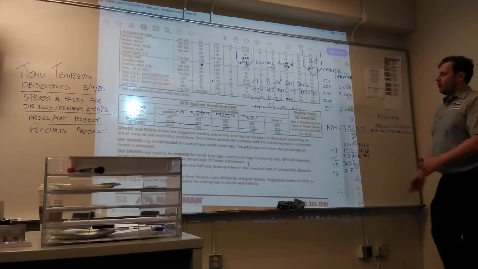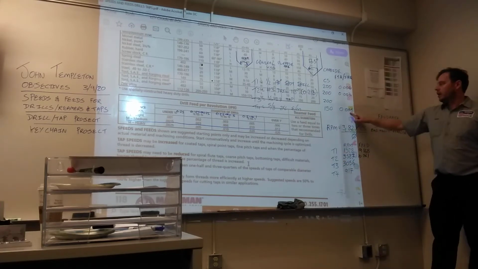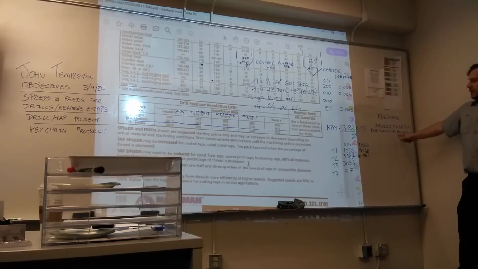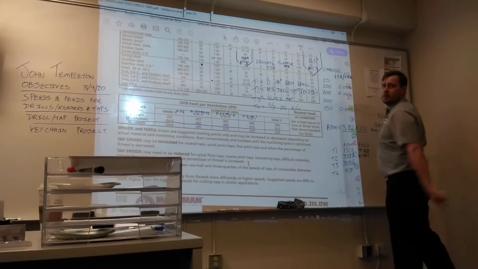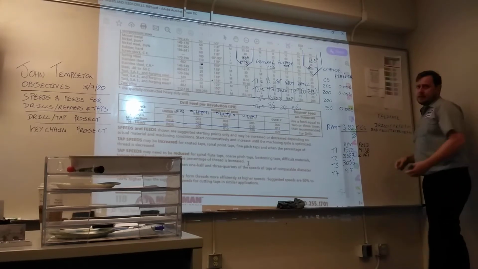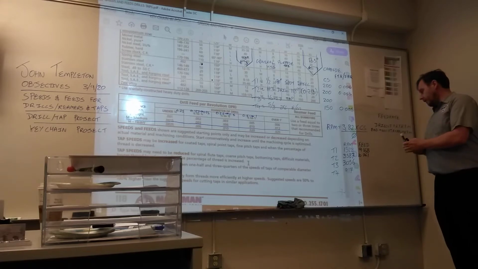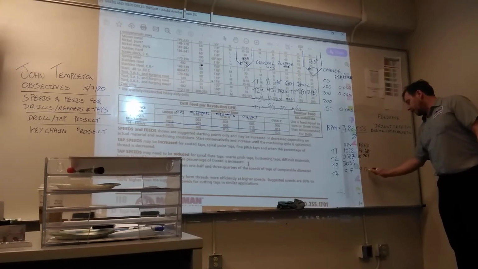For tool number 4, the end mill, we already covered that formula previously. So it's 0.005 times the number of flutes, 2 flutes, times 917. That's going to give you a feed rate of 9.17.